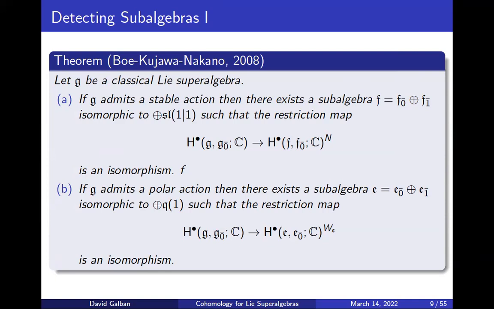Similarly, if G admits this other type of action called a polar action, then there's going to exist some subalgebra E, which is going to be isomorphic to a direct sum of copies of this other subalgebra Q(1), such that this restriction map, where W_E is a pseudo-reflection group, again dependent on E, is an isomorphism again.